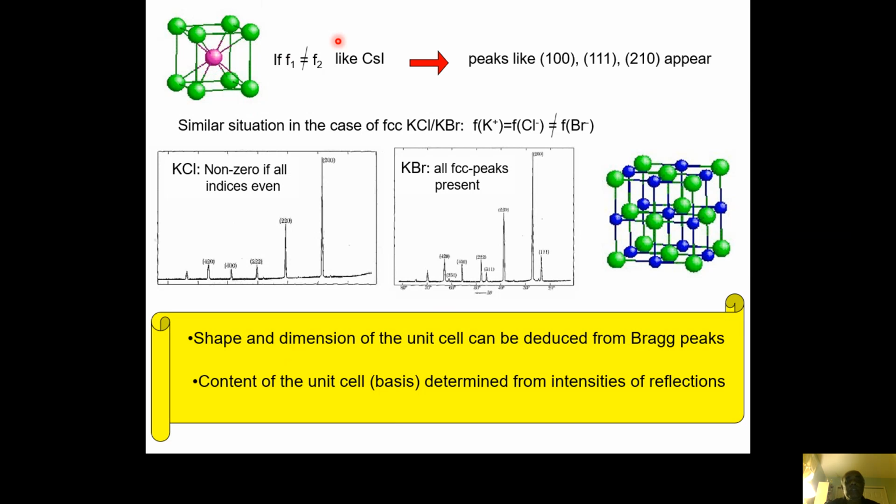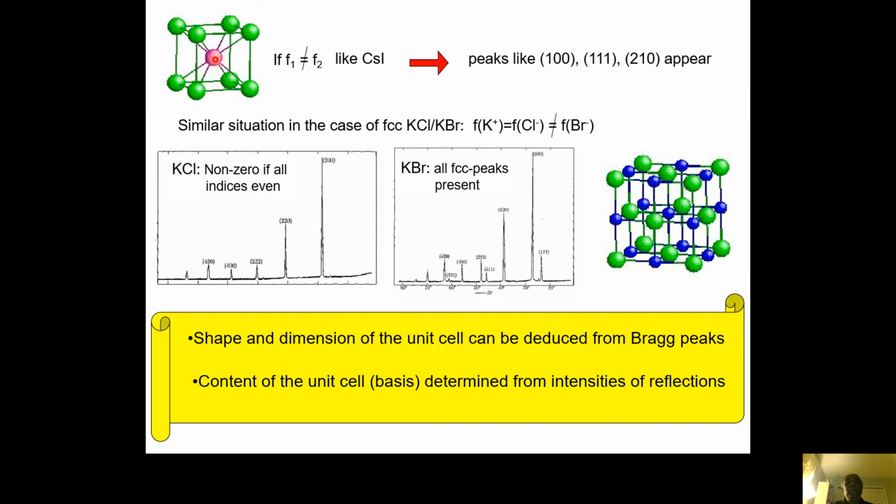But this is a special structure. This is what we call the cesium iodide kind of structure. So this is not really a BCC structure actually. You can think of this one as a simple cubic structure with a basis of these two atoms. If they were all green atoms, they would be a regular BCC, then we should not get any reflection when the sum of the three indices is odd. But in this structure, this F1 and F2 are different, right?